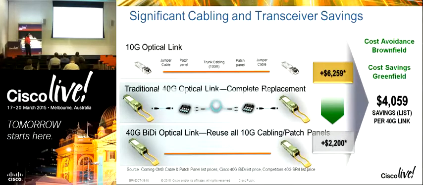We did it with BiDi. So you are not changing any cable at all. It's the same 10 gig multi-mode fiber. You just change the connectors, and connector cost is maximum 1,000. So you're getting this 40 gig, which is four times the bandwidth, within $2,000.